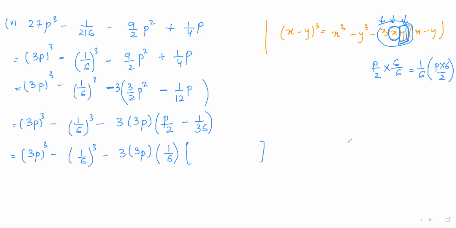Understood, Adil? If you take 1 by 6 outside, inside you have p into 6 by 2. Clear? Which you can reduce as 2 into 3 is 6, right? So that means 3p will remain here. Minus. Now 1 upon 36 is what? 1 upon 6 into 6. And one 6 is outside, so 1 upon 6 will remain.